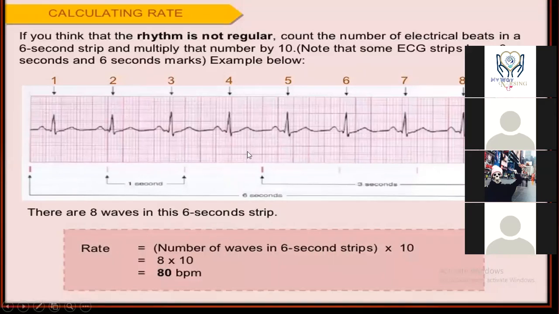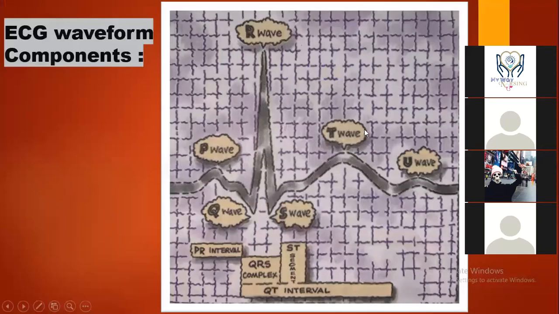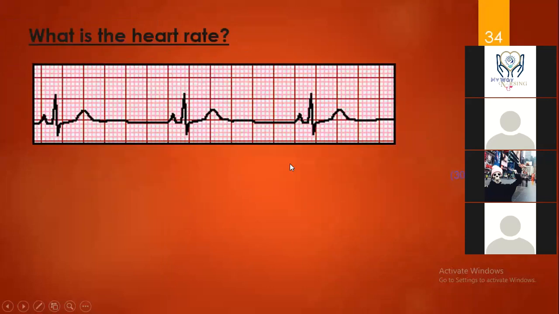Okay, how will it be if it's an irregular rhythm? If the heartbeats are irregular, how do we calculate the heart rate? You take the complete lead, okay? You will count all the R's. 1, 2, 3, 4, 5, 6, 7, 8: 8 R's. You will multiply 8 by 10. What will the heart rate be? 80, okay? 8 multiplied by 10. So this is the heart rate and the rhythm.